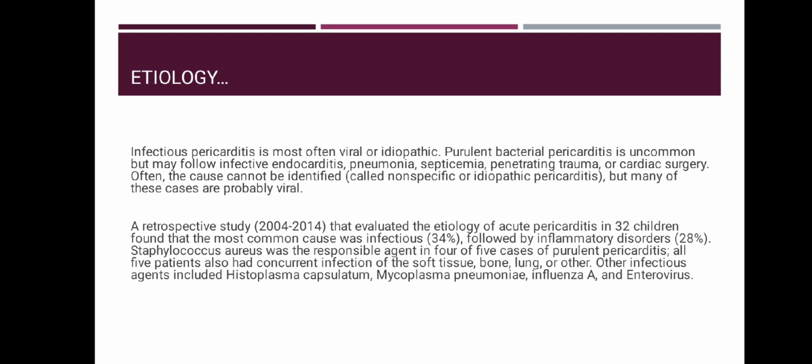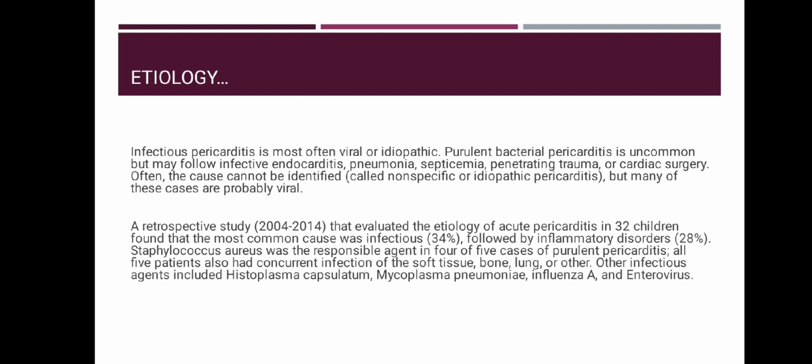A retrospective study from 2004 to 2014 that evaluated the etiology of acute pericarditis in 32 children found that the most common cause was infectious, 34%, followed by inflammatory disorder, 28%.